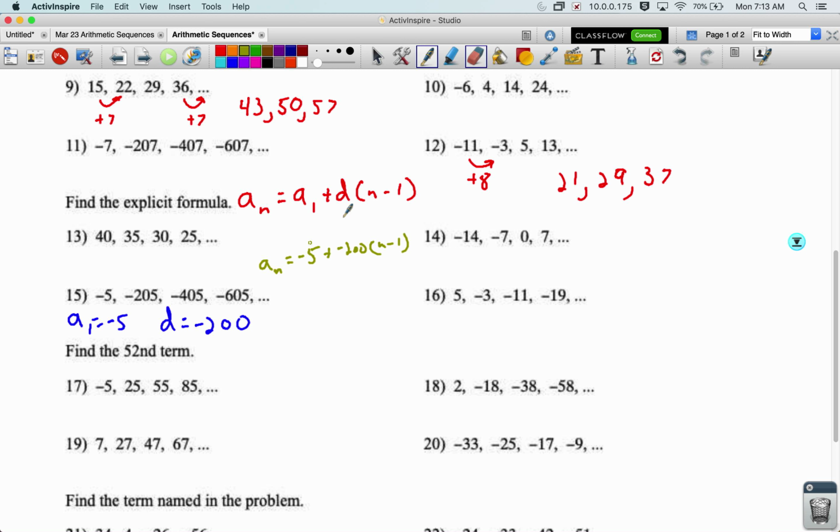And now you can simplify this. I think that's a good idea when we're just trying to get the formula. So simplify that formula. So negative 5 minus 200n plus 200. Bring that 200 in front. A sub n equals 195 minus 200n.